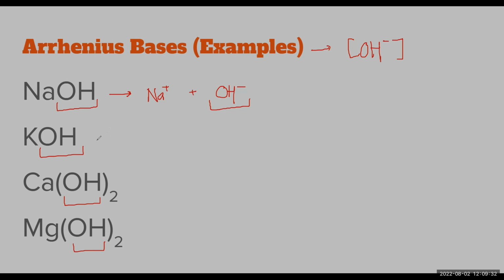Another example of an Arrhenius base we have is potassium hydroxide. Potassium hydroxide breaks up into the potassium ion and the hydroxide ion, so here we can see that potassium hydroxide breaks up into K plus and OH minus. One common use that you might see potassium hydroxide in is shaving creams or leather tanning. It's very good at weakening the follicles of hair, so it's very effective for tanning.